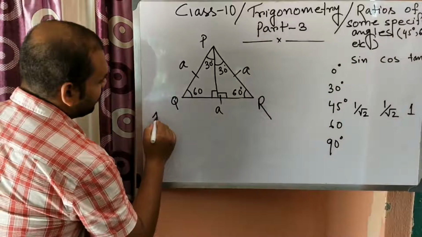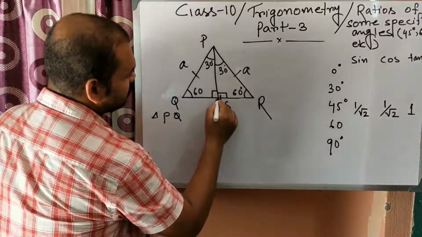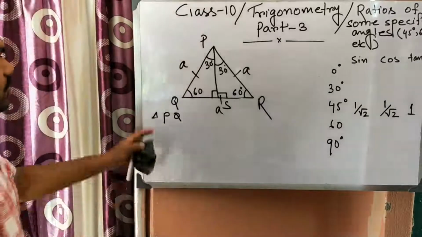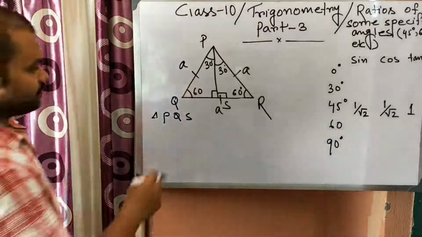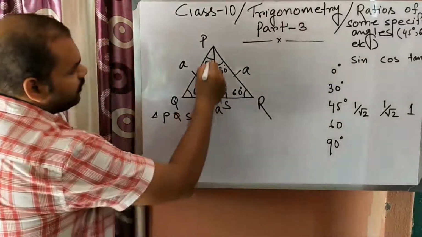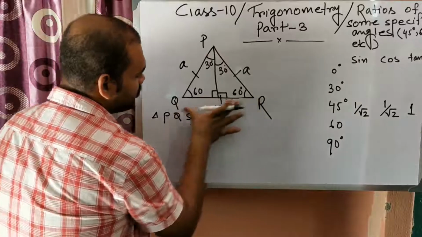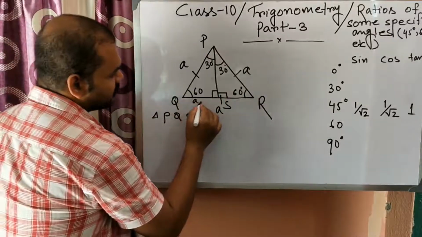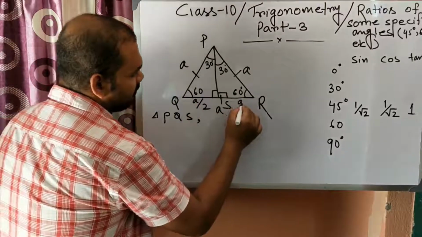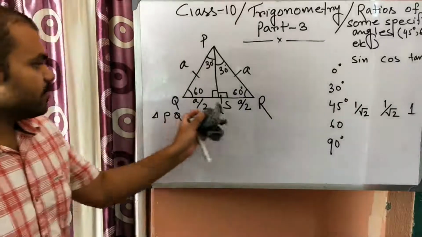Now take any of the triangles. Suppose from triangle PQR, let us name the foot of the perpendicular S. So from triangle PQS, you can find out the value of PS. If the total QR is A, then what is the value of QS? A by 2 and A by 2, because it is the perpendicular bisector.